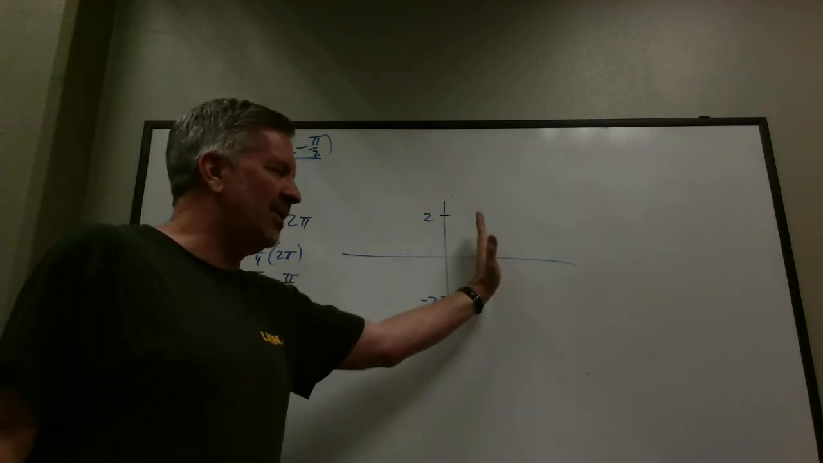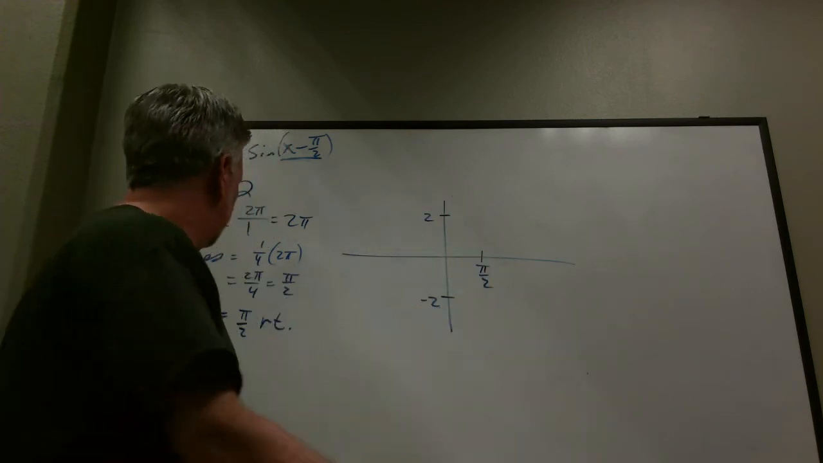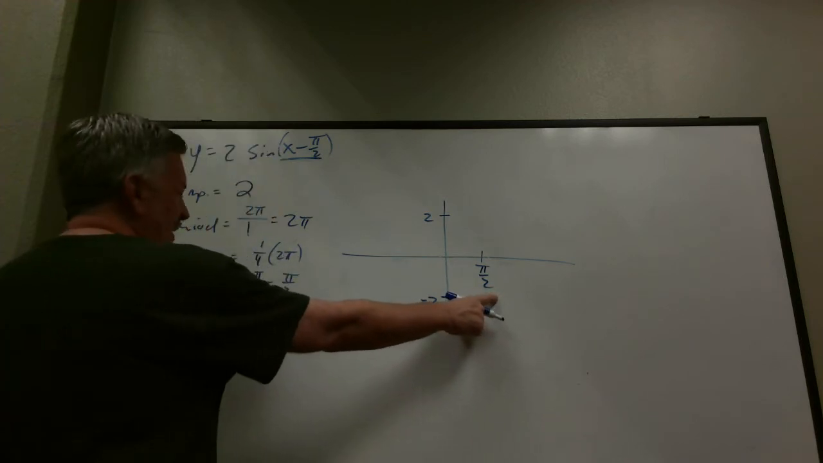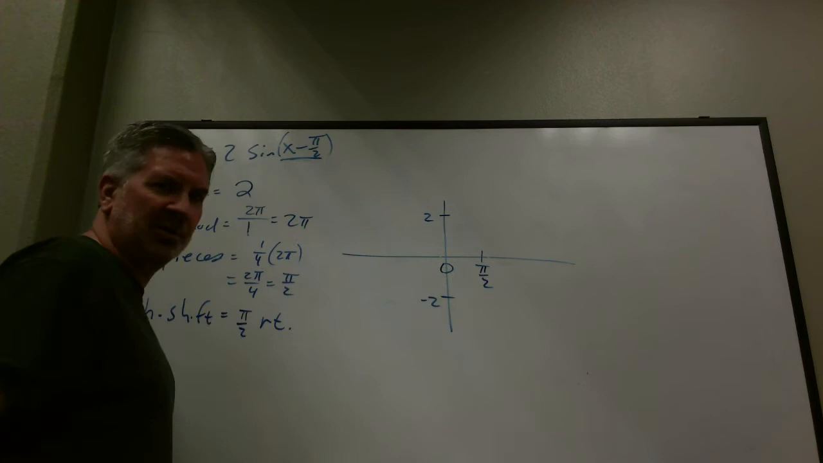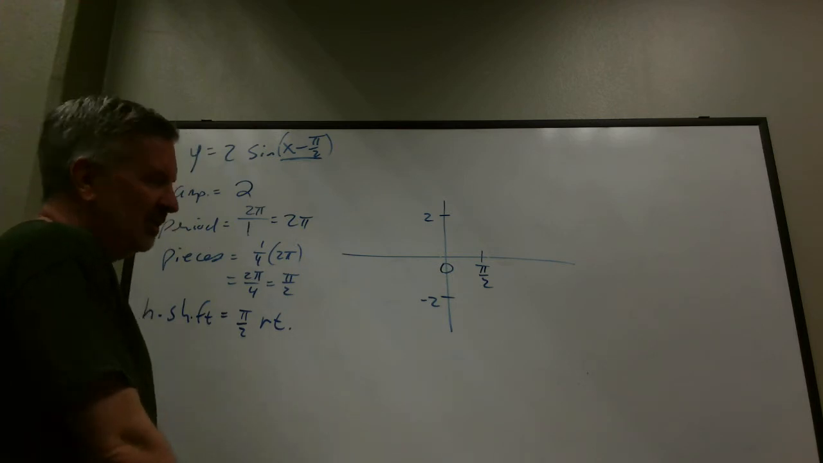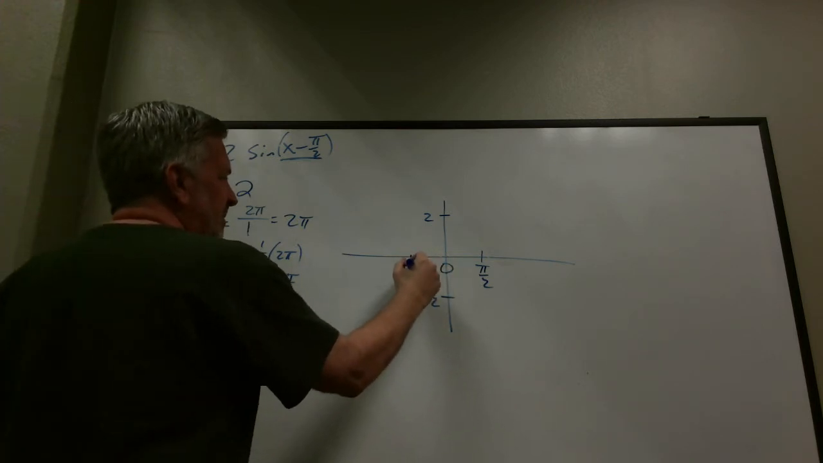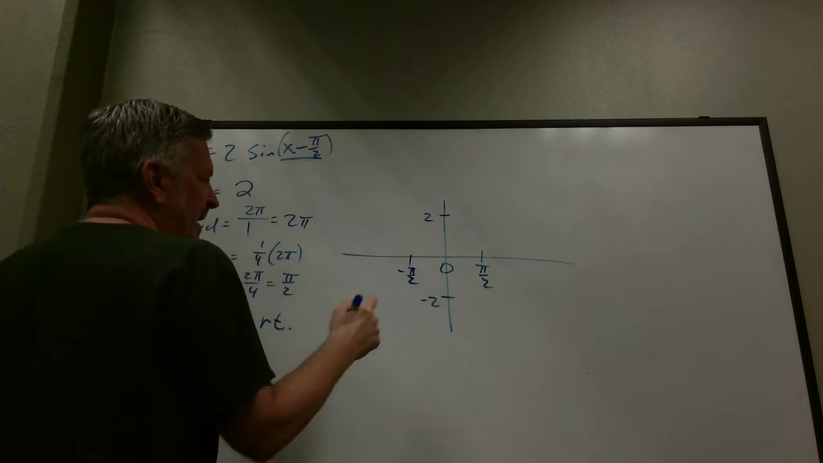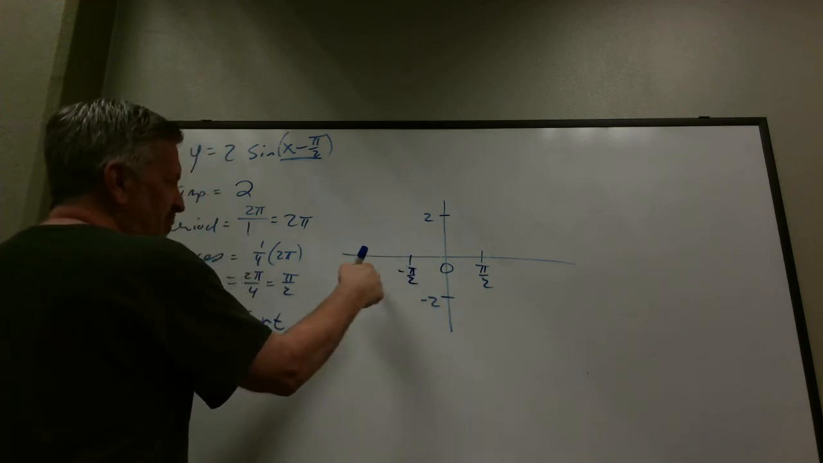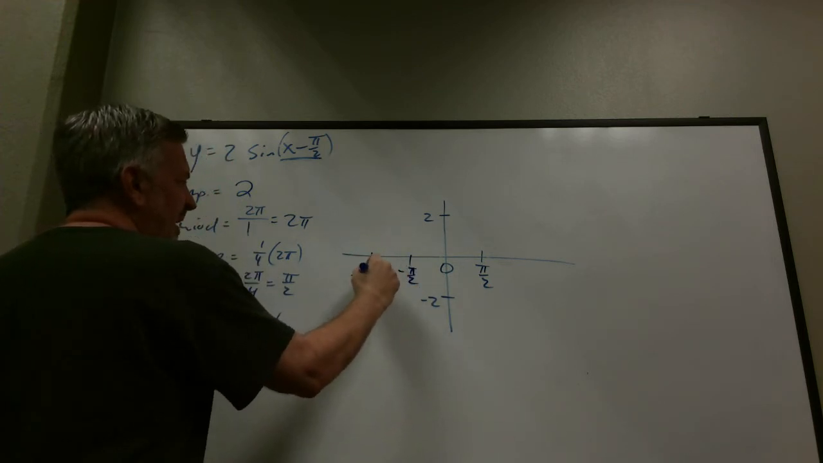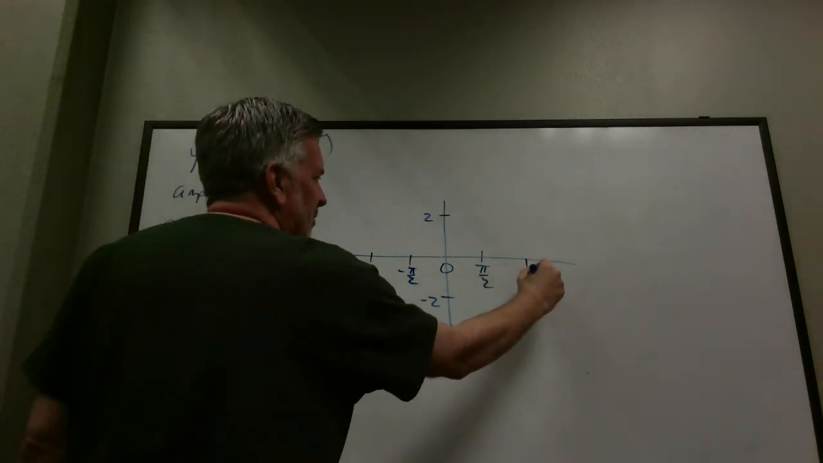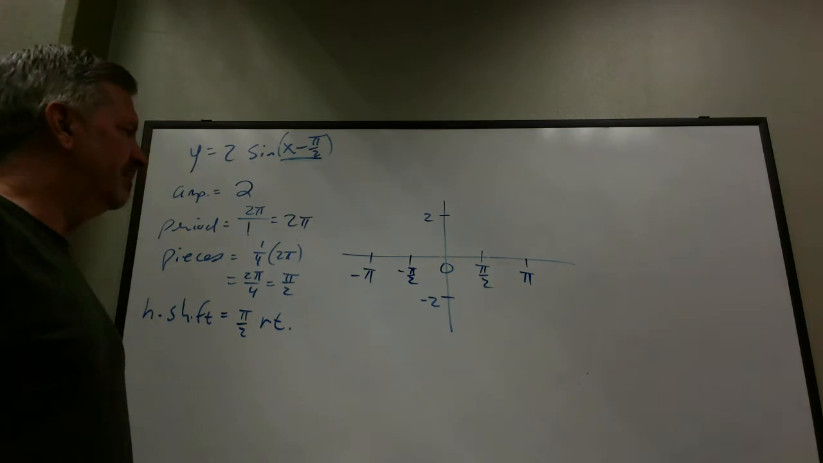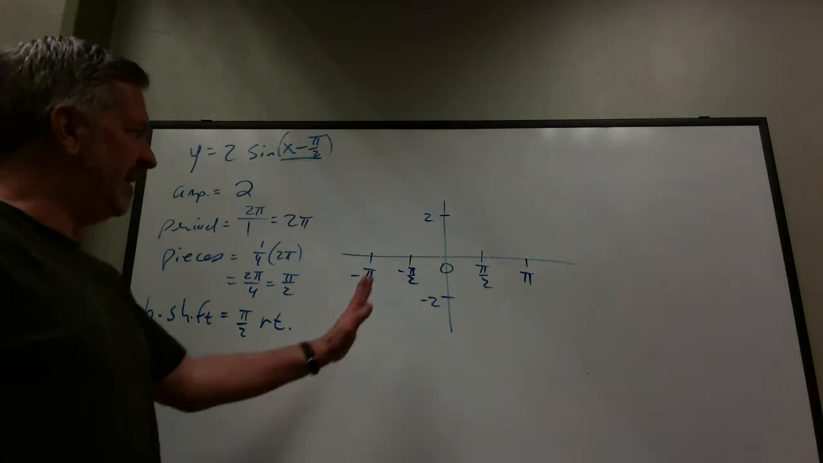From here, add or subtract pieces. So if I'm at pi over 2 and I subtract a piece, I'm back at 0. That's the point I'm making. I'm making it where you're landing on 0. Okay, you're not always going to do that. If I subtract another piece, I'm at minus pi over 2. If I subtract another piece, pi over 2 minus pi over 2 is minus pi. And from here, if I add a piece, pi over 2 plus pi over 2 is pi.